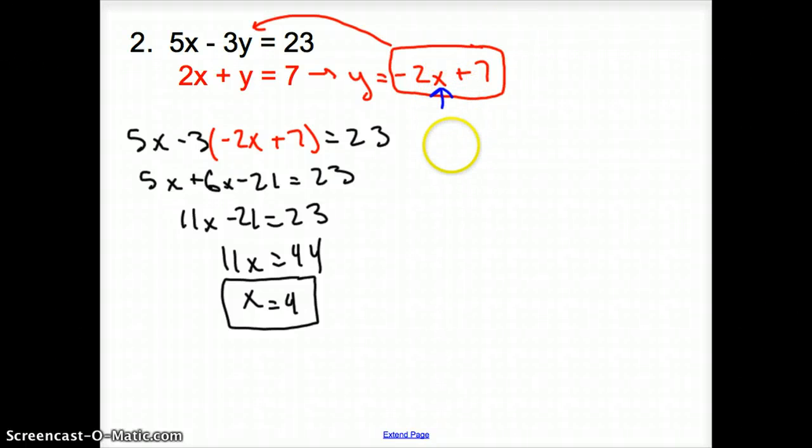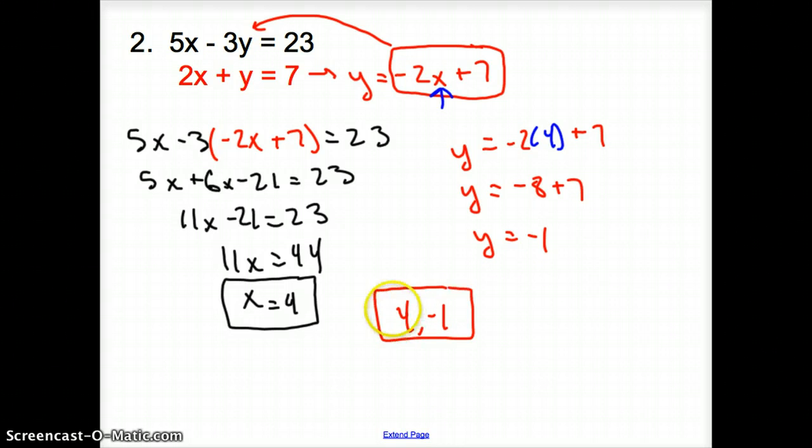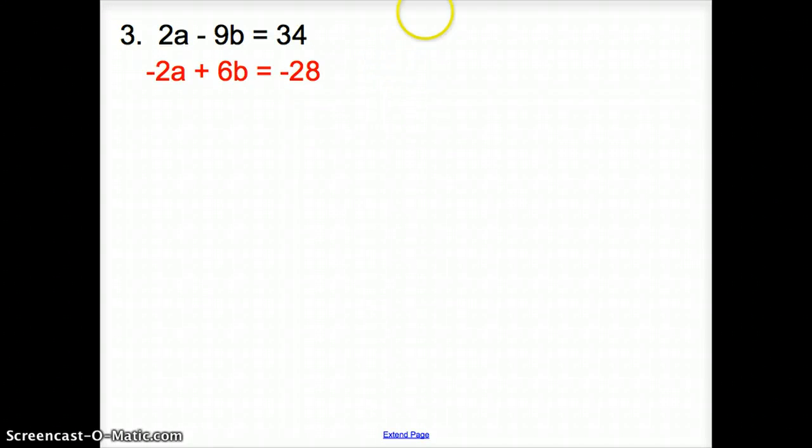So I have y equals negative 2 times 4 and then plus 7. I simplify this mess to be y equals a negative 8 plus 7. Simplify it one more time. y equals a negative 1. So now our coordinate point would be 4, negative 1. If you graph both of these lines, you would come up with 4, negative 1. Let's try one more with substitution.